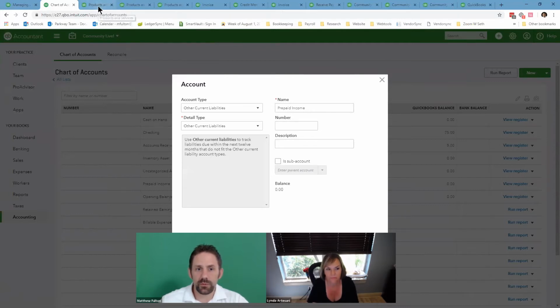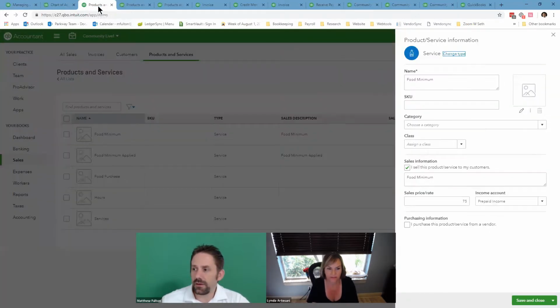We're going to go through each of the different areas. And then you set up the products, right? Yep. What were the three you had created? I created the food minimum one, which is going to hit that prepaid income account because when people pay for it, they're paying before they actually buy the food. So it's going to go to the prepaid income account. That's the first item. And then even though this is the same account, I made the food minimum applied, so it will show up on the statement that way.